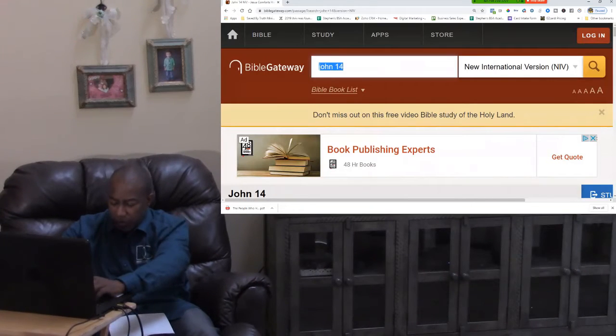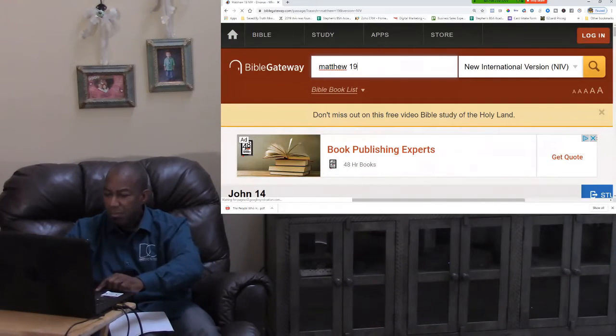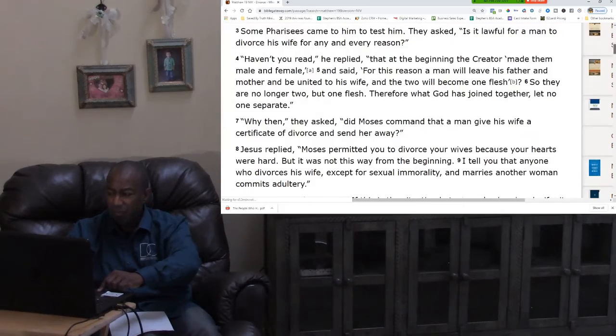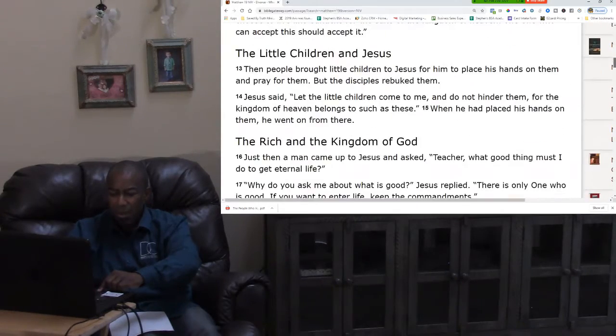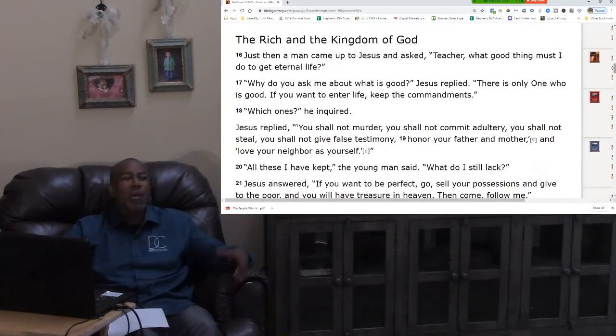Matthew 19, starting in verse 16. Because people are so deceived, God had to say it a few different ways. Because people say, well, what commandments should I honor? Which ones? Well, let's read the Bible.